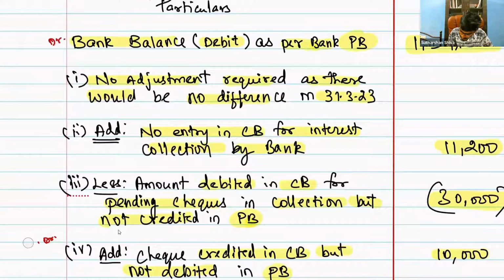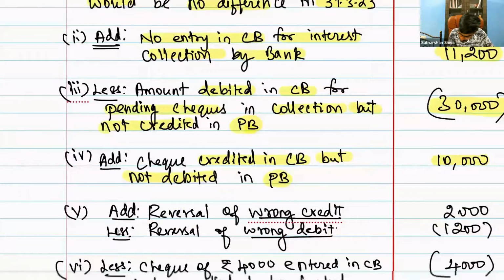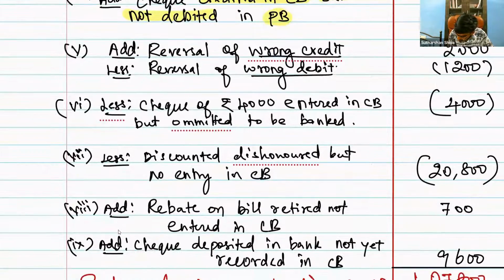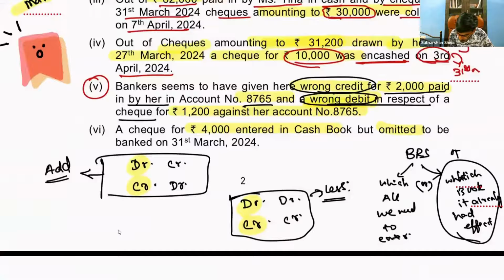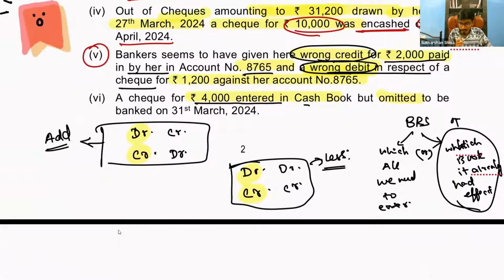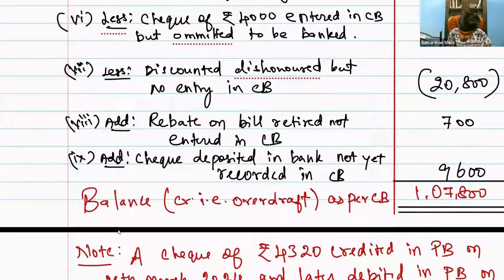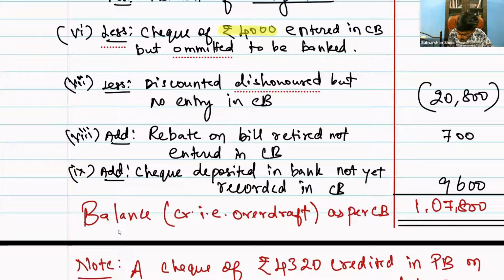Yes. Next one, sixth one. A check of rupees 4,000 entered in the cash book but omitted to be banked. It has already been entered in the cash book, but it has not been entered in the passbook. So we need to enter it. So what you need to do? Check of 4,000 entered in cash book but omitted to be banked. That 4,000 we are going to subtract, because it is affecting that passbook.